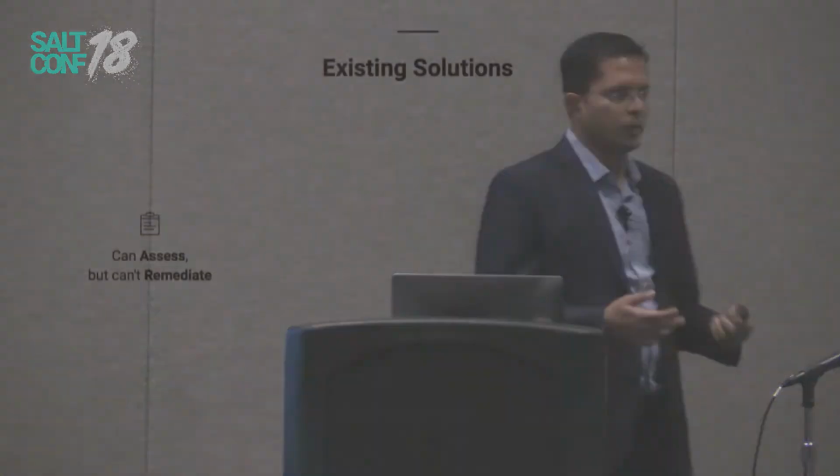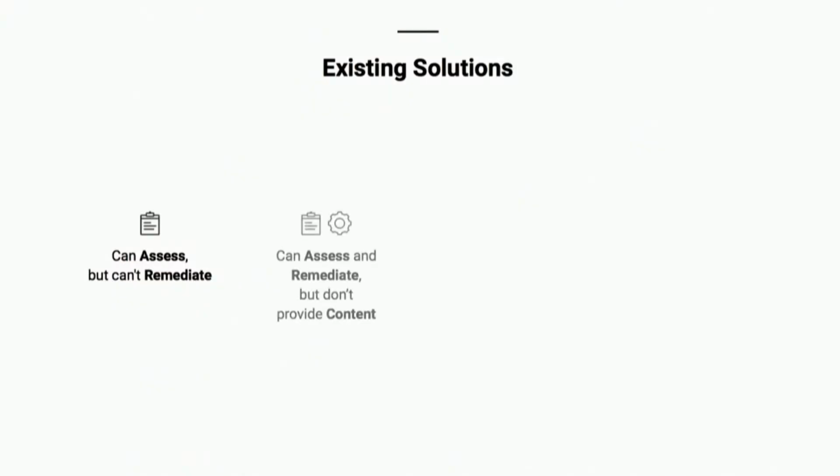So we looked at a lot of existing solutions, and we found some vendors who do a really good job of assessing compliance issues, secure configuration issues, and vulnerabilities, but they would not remediate, right? It's similar to what Alex said in the keynote: there is a fire going on, and they would not do anything about it. We thought that was suboptimal. Customers should be able to assess and remediate. And then we found some vendors who can assess and remediate, but they don't provide any content.